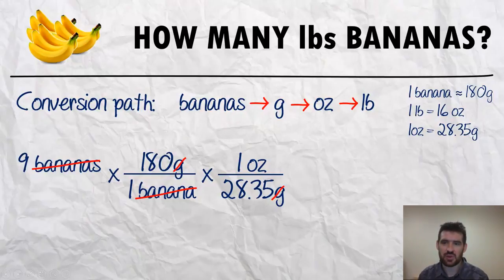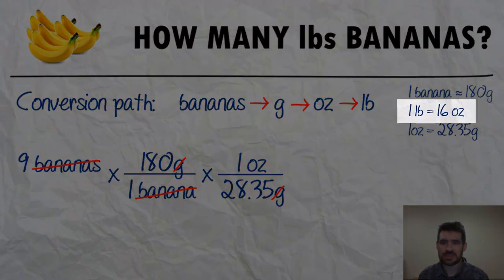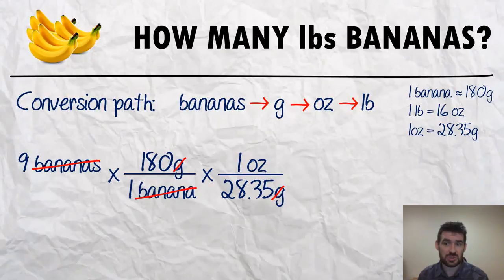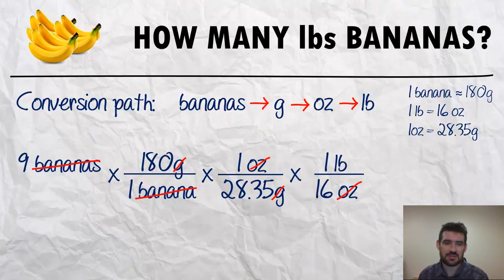The next step is to convert from ounces to pounds. We know that 1 pound is equal to 16 ounces, so we need pounds to be on the top, so that we're left with pounds once the ounces cancel, and ounces on the bottom. Multiplying by 1 pound and divided by 16 ounces, our ounces cancel. This gives us only units of pounds, which is our target unit.